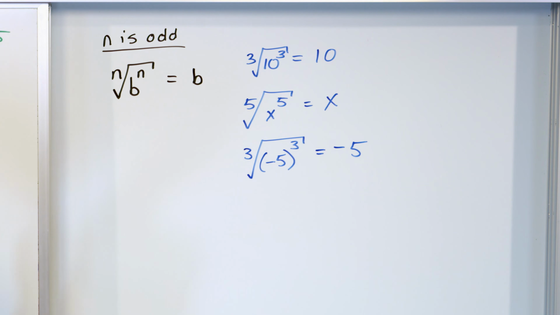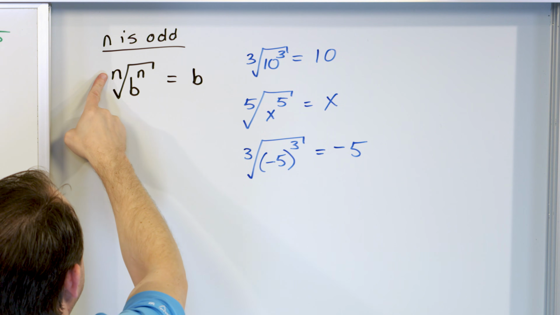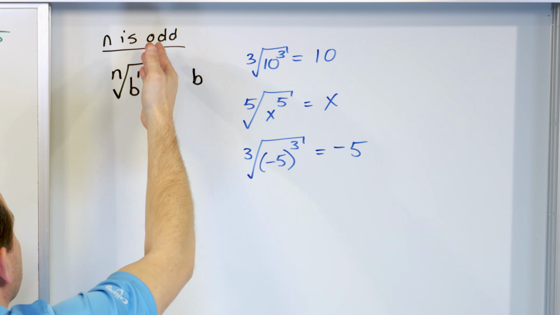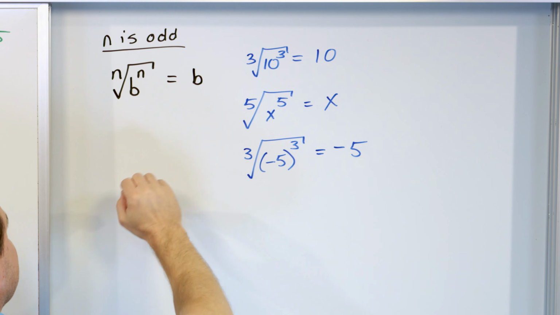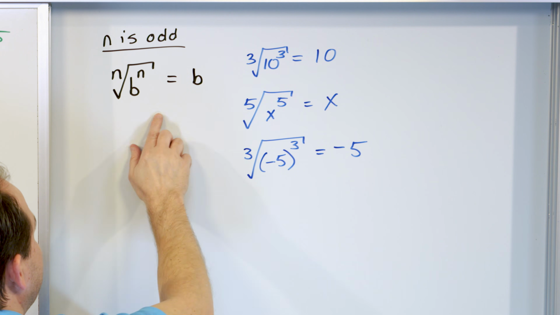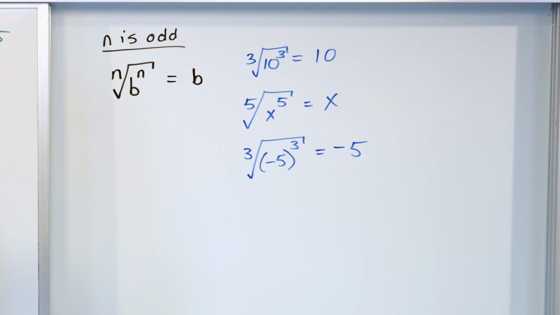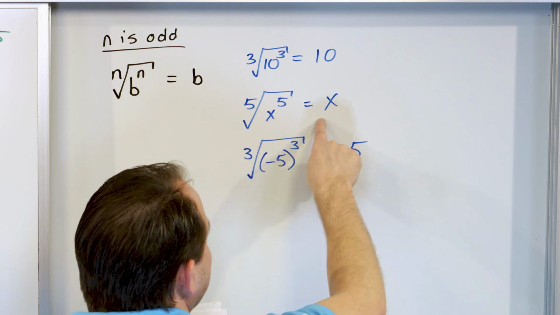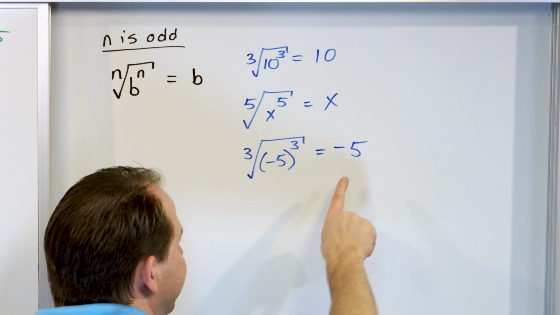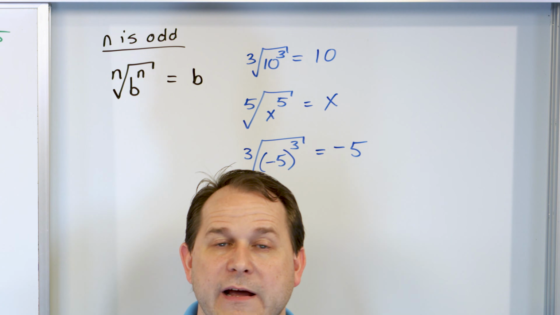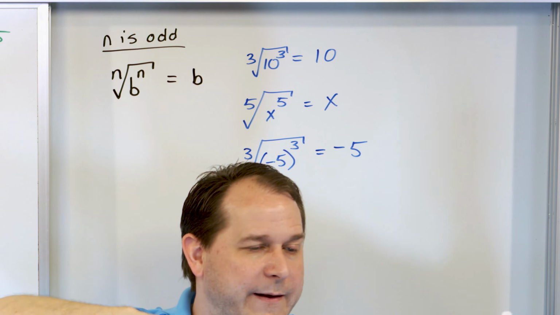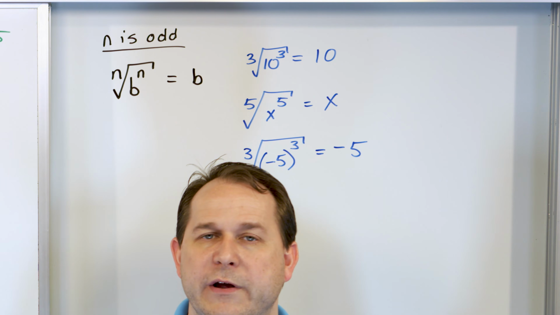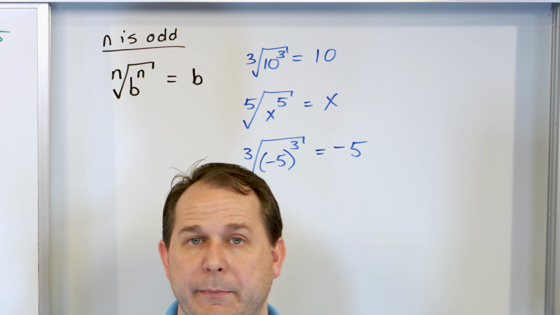So in this case, when you have an nth root and something on the inside is raised to the nth power, the root cancels with the exponent, they annihilate each other, and what you are left with is what is on the inside. In this case, we were left with 10. In this case, we're left with x. In this case, we're left with negative 5. When n is odd and you have an odd root, and something raised to an odd power underneath it, they completely cancel and you're just left with what you have. Complete cancellation. Easy to remember.